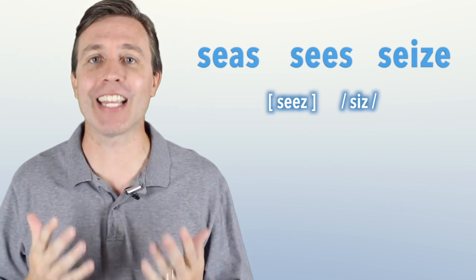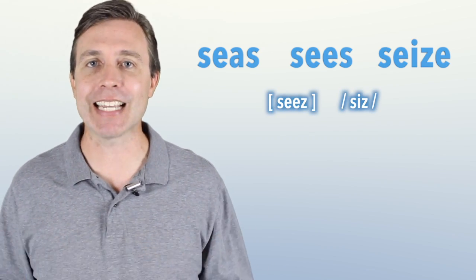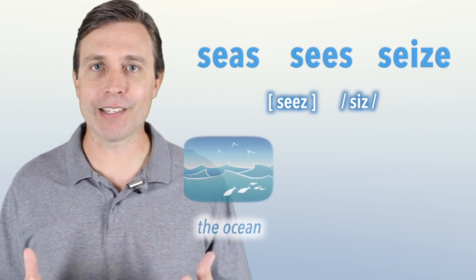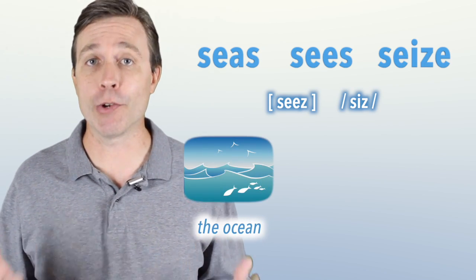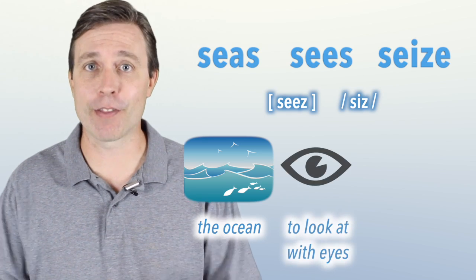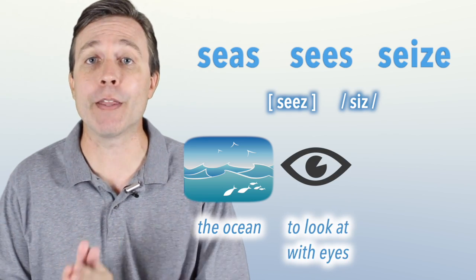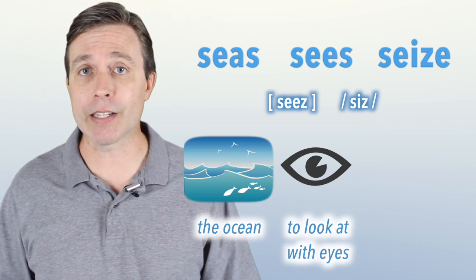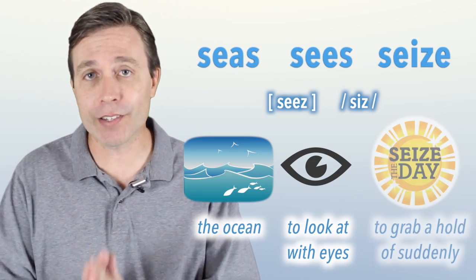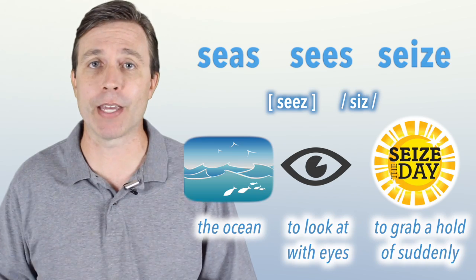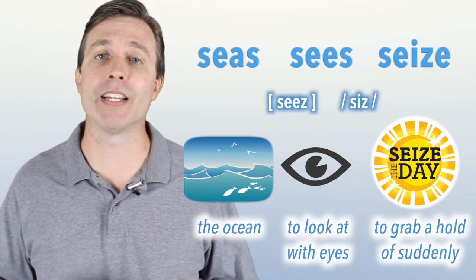Then we have these 3 words, sea, sees, and seize, okay? You have that long E, and it ends with that Z sound. So sea, well, this is just talking about the ocean. This sees, the verb, to look at something, and really talking about it in the third person, like he sees or she sees. And then this other verb, to seize something, means to grab a hold of it suddenly.